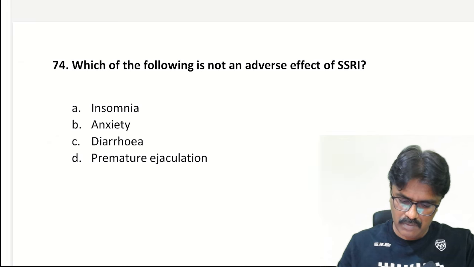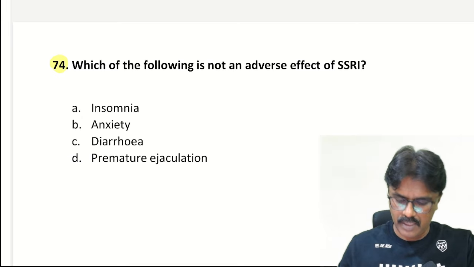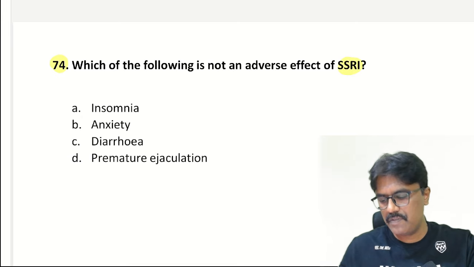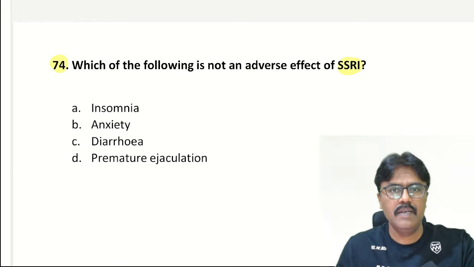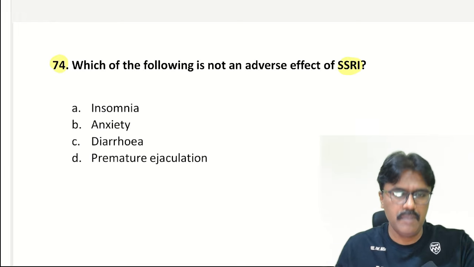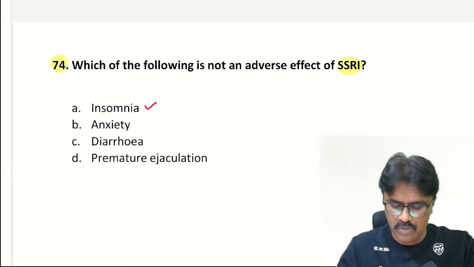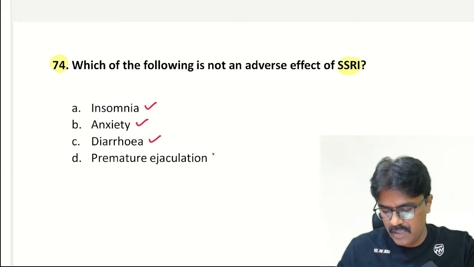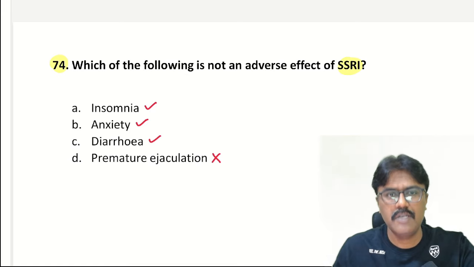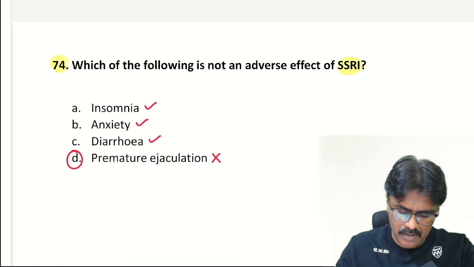Let's move to the question number 74. Which of the following is not an adverse effect of SSRI? Selective serotonin reuptake inhibitor. Do they cause insomnia? Yes. Do they cause anxiety? Yes. Diarrhea? Yes. But they don't cause premature ejaculation. So the answer is D.